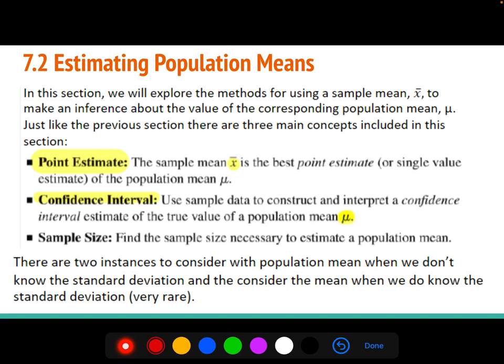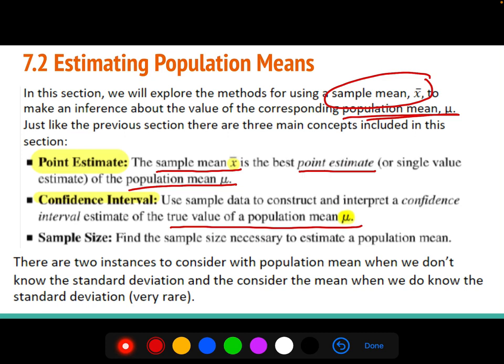So in this section, we're going to look at methods for using a sample mean, that's X bar, to make an inference about the value corresponding to the population mean, mu. A point estimate, in this case the sample mean X bar, is the best point estimate, or single value, of the population mean mu. For the confidence interval, we're going to use some sample data to construct it, and inside of it should be the true value of the population mean, mu. For the sample size, we just have to find the right sample size to contain the population mean.